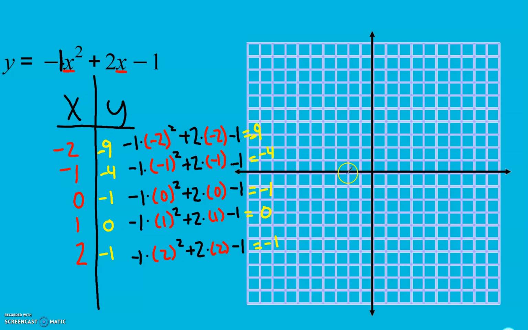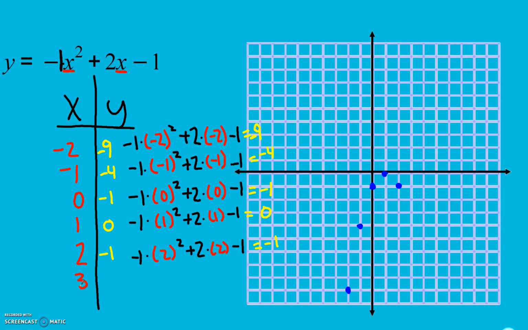So at -2, I'm at -9. -1, I'm at -4. 0, I'm at -1. 1, I'm at 0. And 2, I'm at -1. So here, we can start to connect. We can see we probably have a highest point, but I'm not 100% sure. We need 2 points on each side of the highest or lowest point just to make sure. So it looks like it's going to come back down on the right-hand side there, but let's do one more point just to double check.